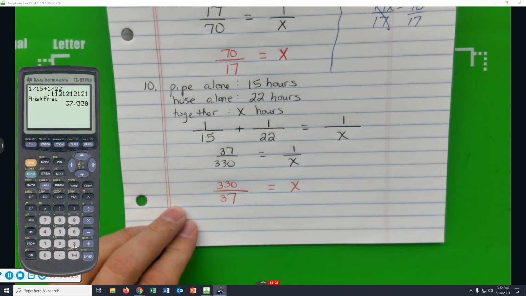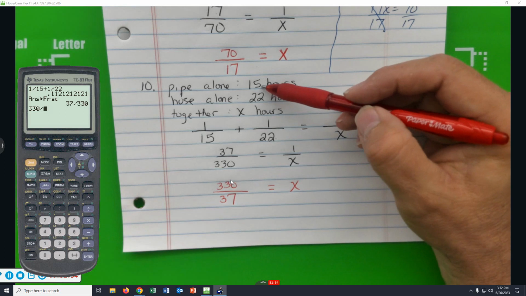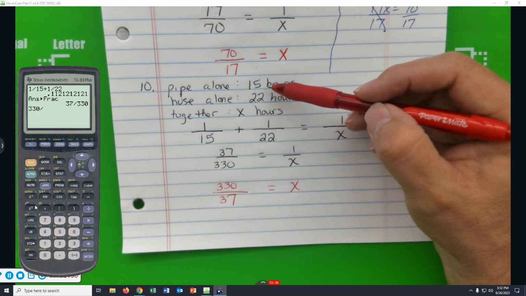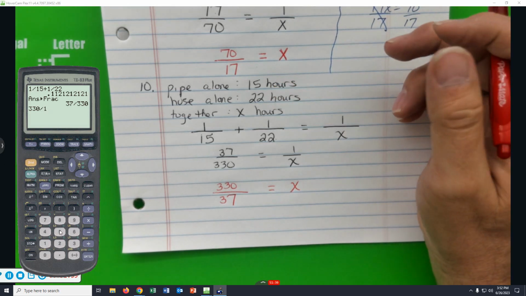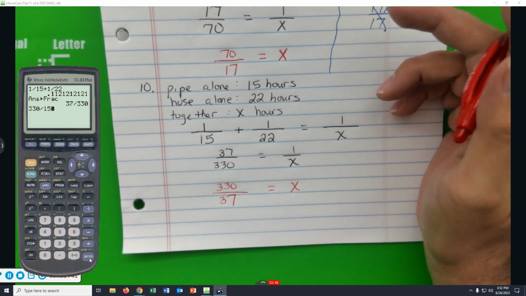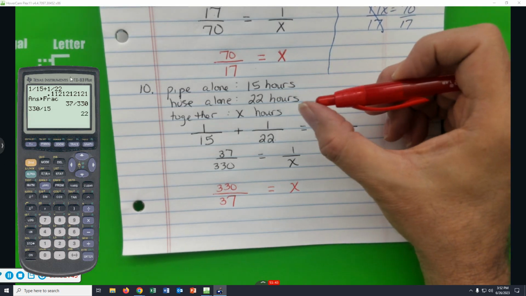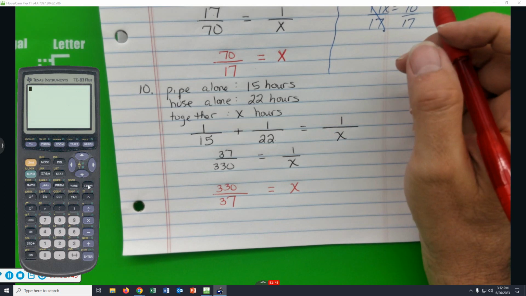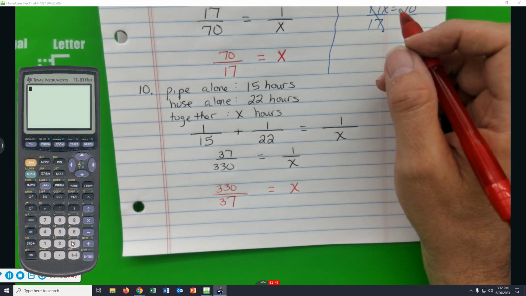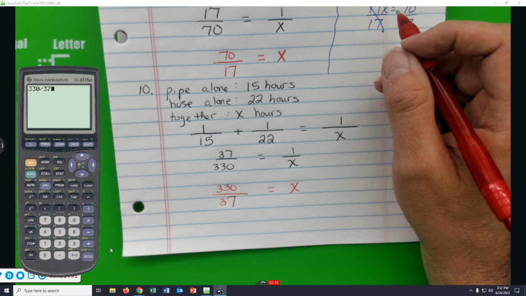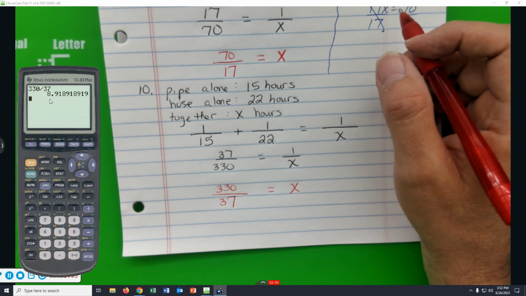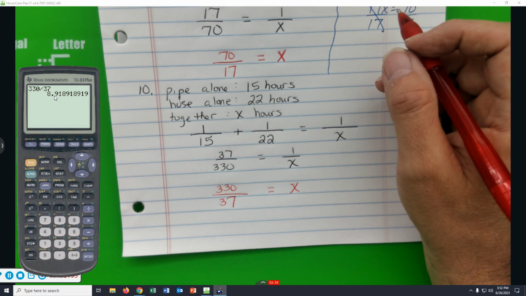And if you're just wondering, how long is that? Is it a sensible answer? Because working together, the answer must be less than what? 15. If it takes more than 15 hours, then that hose needs to be turned off, I did it wrong. That's not right. It's 330 divided by 37. That's it. Look, it's almost 9 hours.